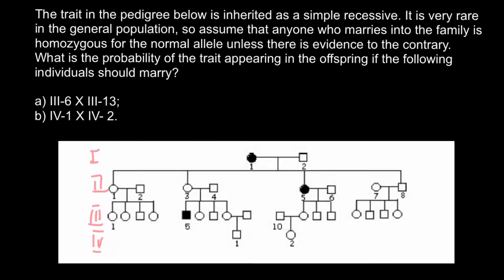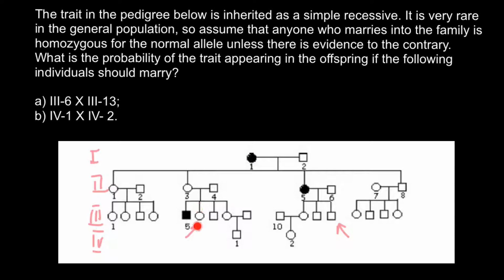So 3,6, this is person 5, this is person 6. So we have to find the probability if this person would marry 3,13. So this is 10, 11, 12, 13. So this person. If they would marry, what is the probability that they would have an affected child? Because as you see, in both families they have affected relatives.